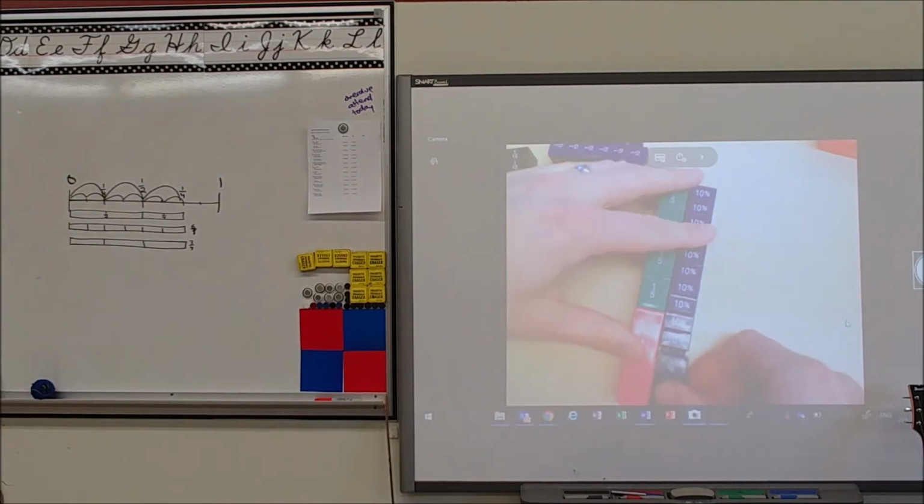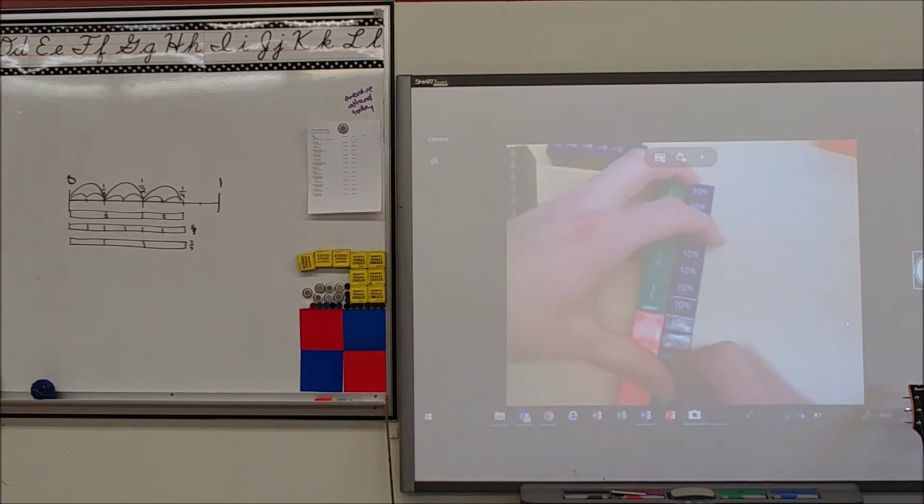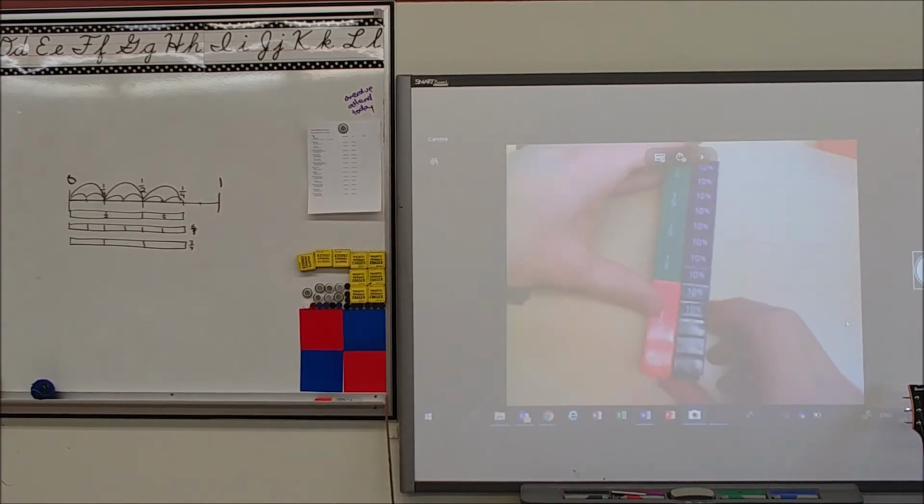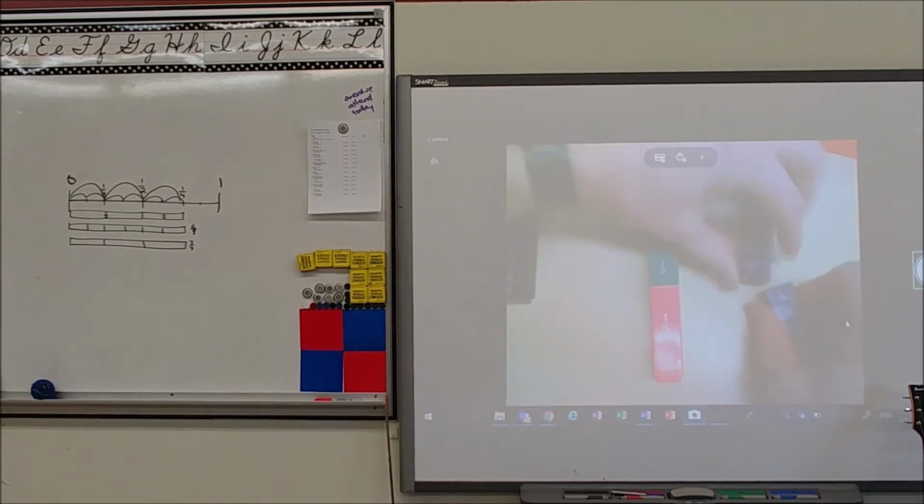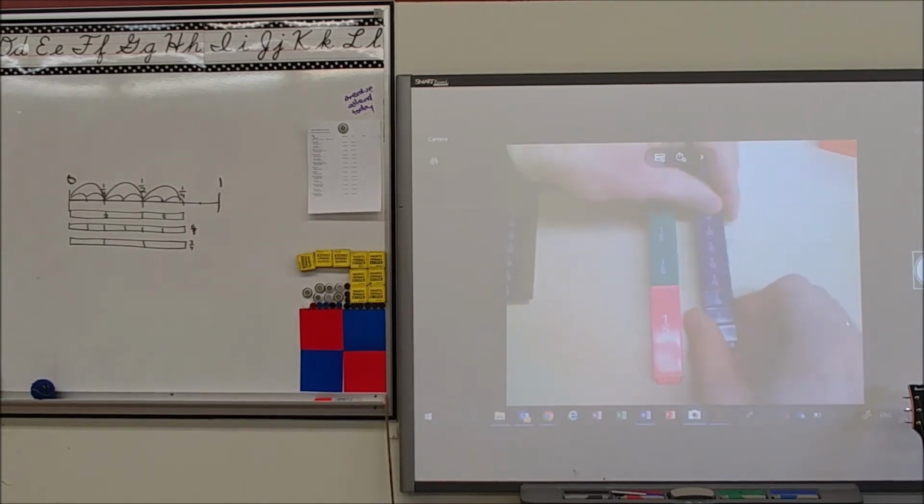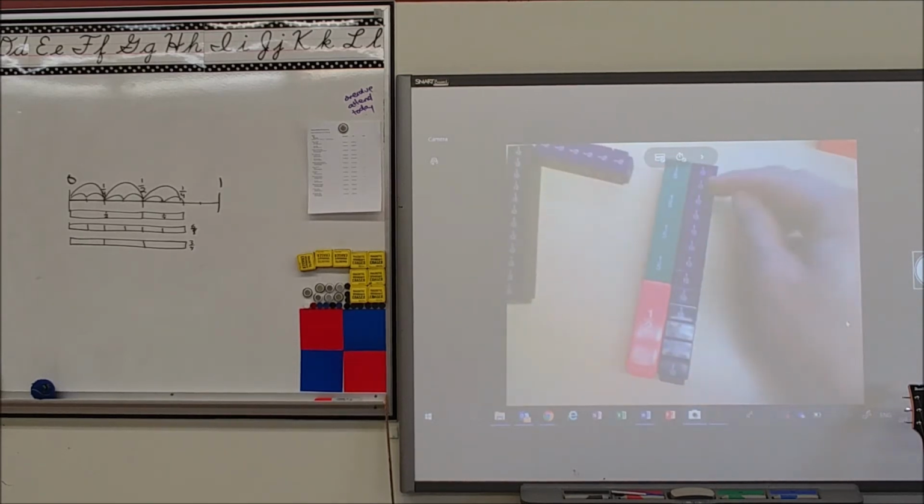Let's see. Oh, I got too many. Let's take a look. There, do my tens line up? Yep. Okay, so 4/5 plus 1/2 is... Whoops, that says 10%. Let's go back to those decimals. So it's 1, 2, 3, 4, 5, 6, 7, 8, 9, 10, 11, 12, 13 tenths.